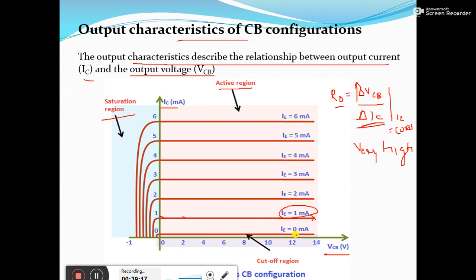And in order to operate the transistor in the cutoff region, both the junctions should be reverse biased. The collector to base junction as well as the emitter to base junction should be reverse biased. And the region in the characteristic curves below IB equal to 0, so this is the region, can be referred to as the cutoff region. In this cutoff region, IC value will be almost equal to 0.